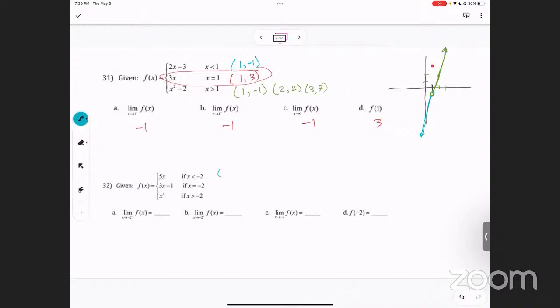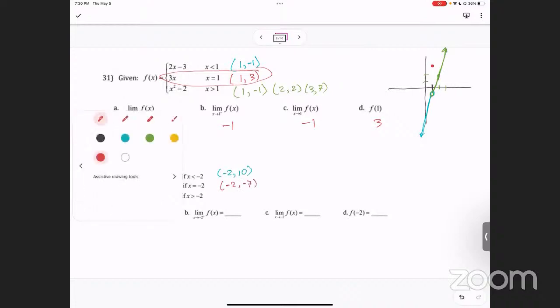So for 5 times negative 2, that's going to be negative 10. And then this is negative 2. 3 times negative 2 is negative 6, minus 1, negative 7. Good. And what's the last one? Let's see, negative 2 cubed is negative 8, right? So it's going to be negative 8.